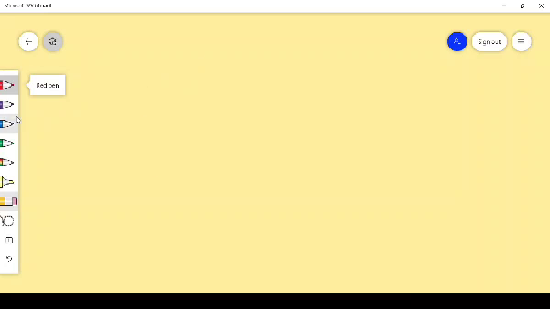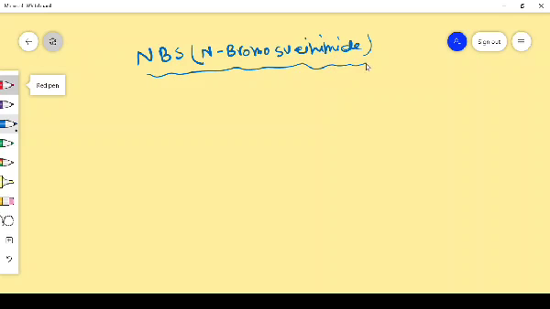Okay, this reagent is called NBS, N-bromosuccinimide, right? So look at the structure of N-bromosuccinimide. The structure of N-bromosuccinimide is like that. So this is the N-bromosuccinimide, this is the NBS reagent, right?